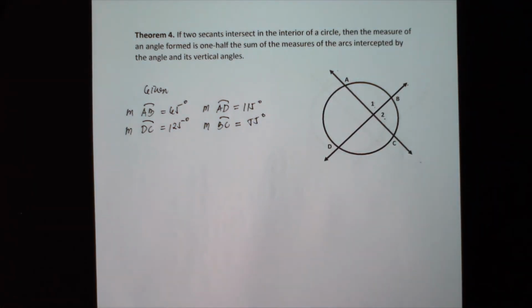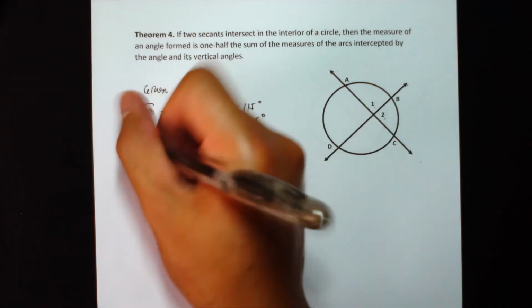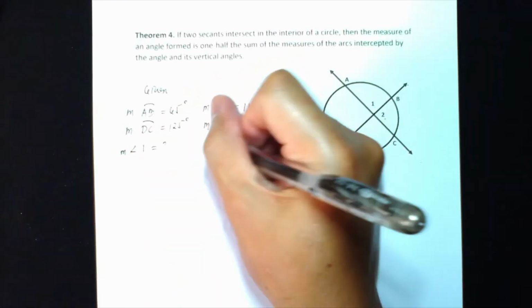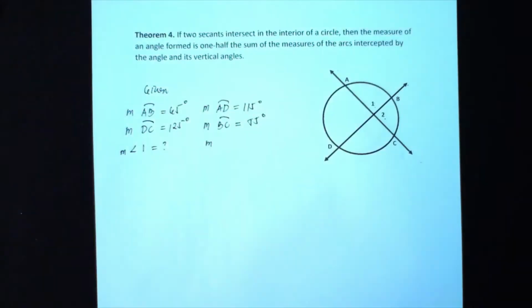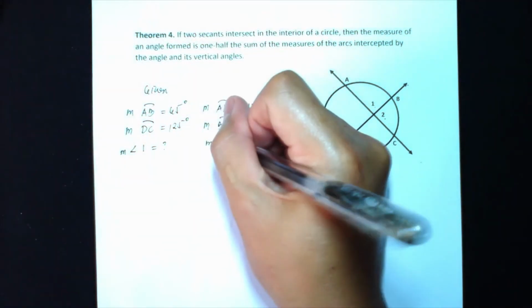Okay, so that is the given. Now, what is the measurement of angle 1 and the measurement of angle 2?